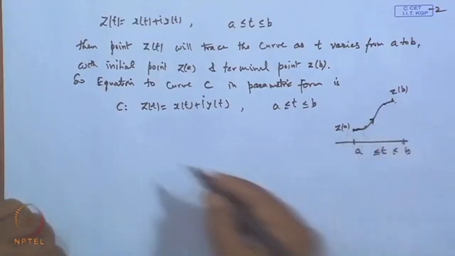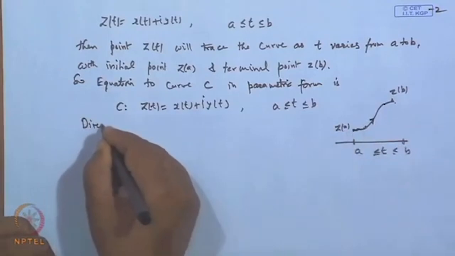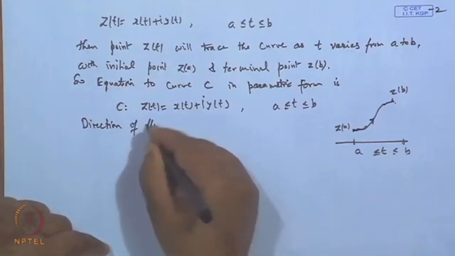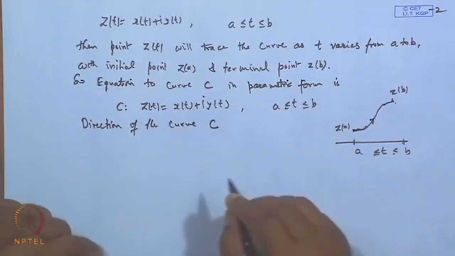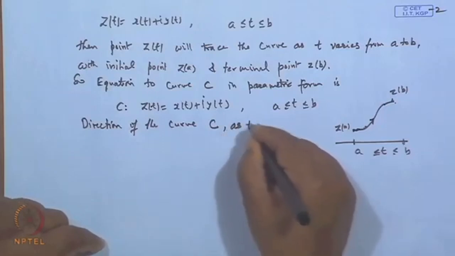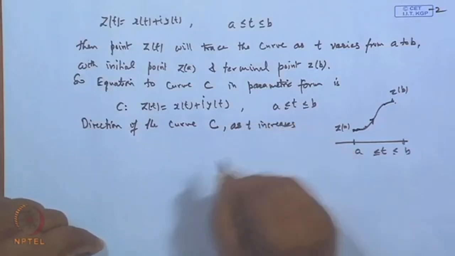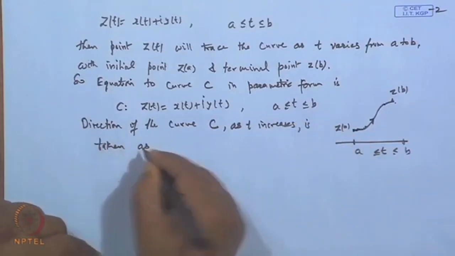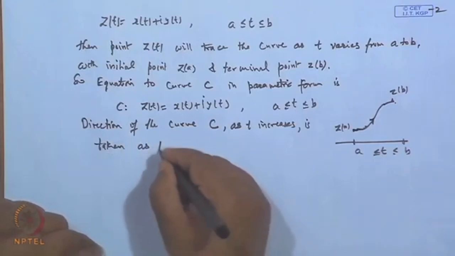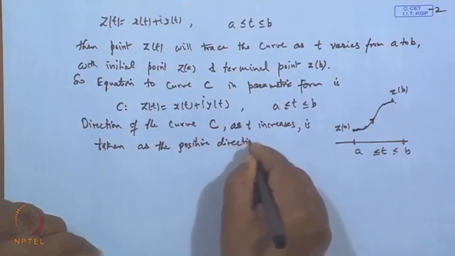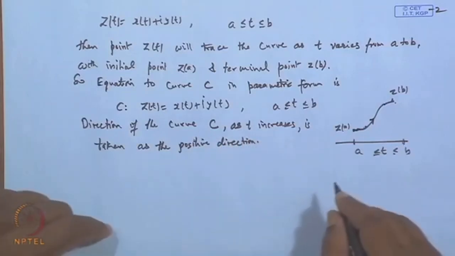So, we consider one of the directions as the positive direction. We take the direction of the curve C as t increases as the positive direction, and opposite to it will be the negative direction.